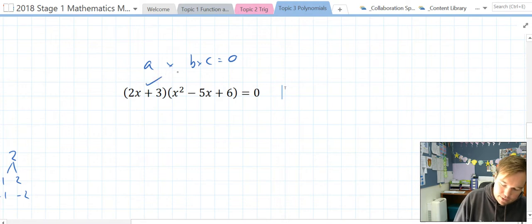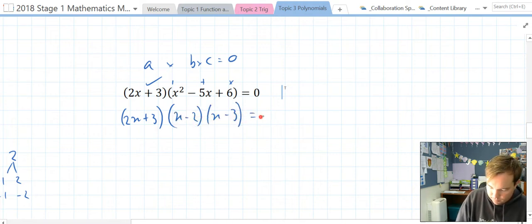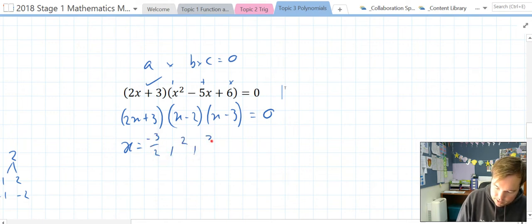This one is factorized. This here, we need to factorize more. Now, because this is a quadratic with a 1 at the front, we're thinking sum and product. What multiplies to positive 6 and adds to negative 5? x take 2, x take 3. Then our solutions are x equals, from this portion here, minus 3 on 2. From this one here, positive 2. This one here, positive 3.